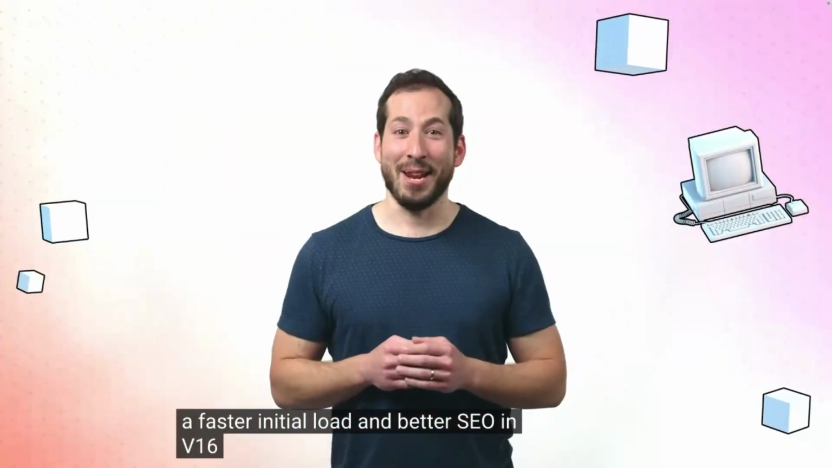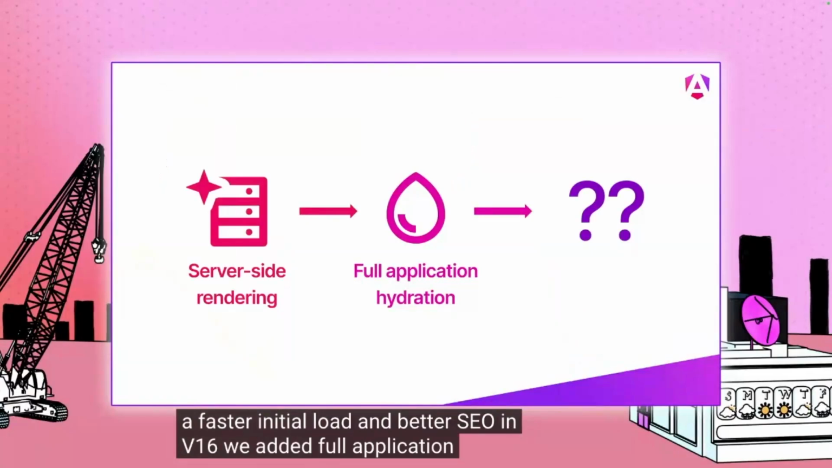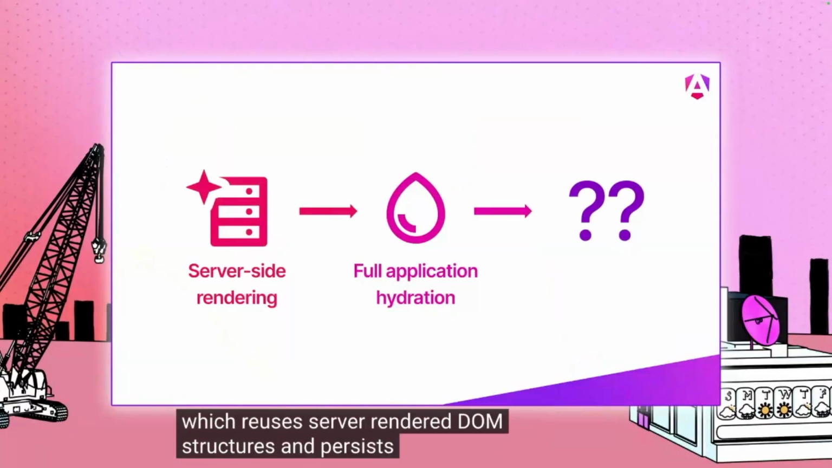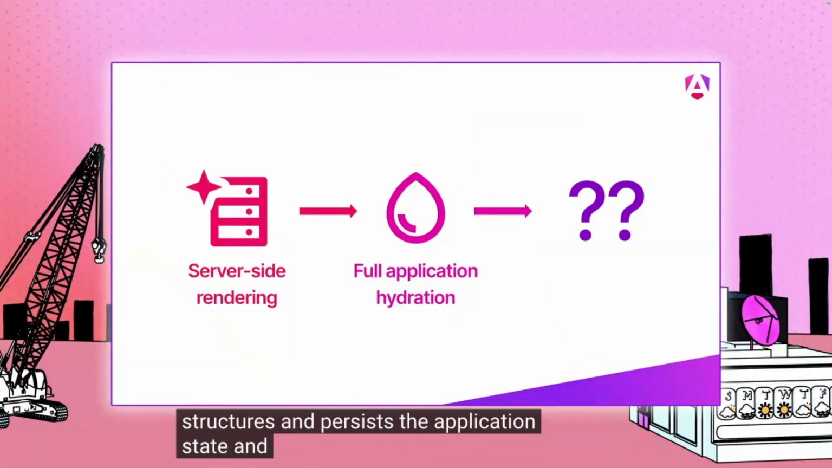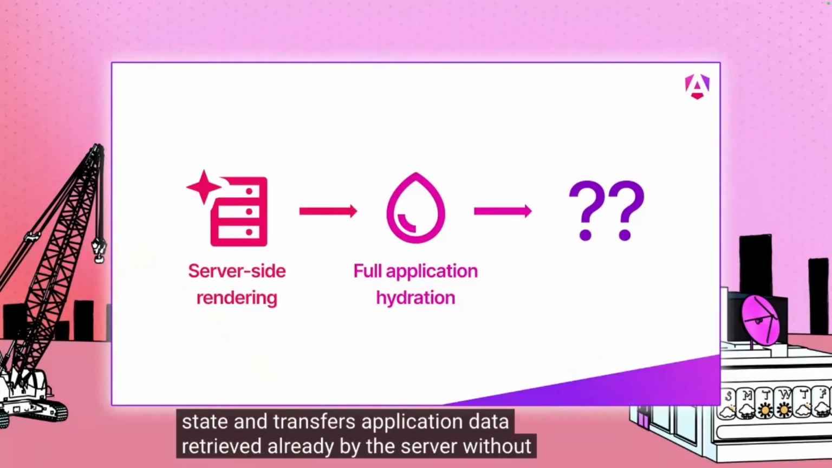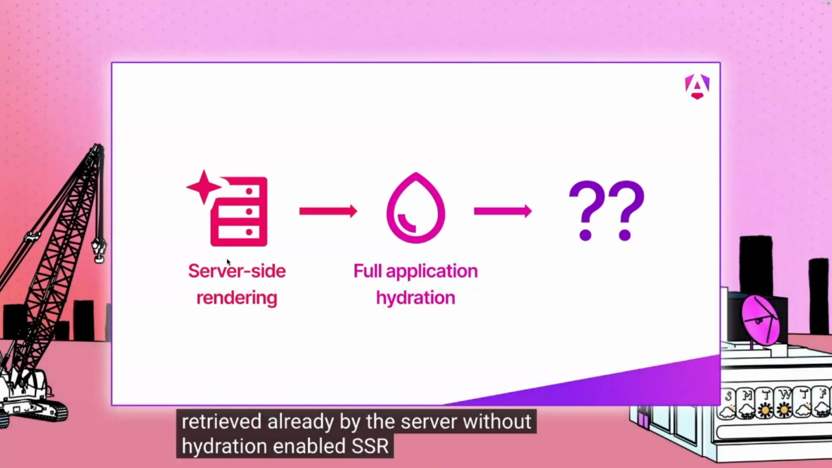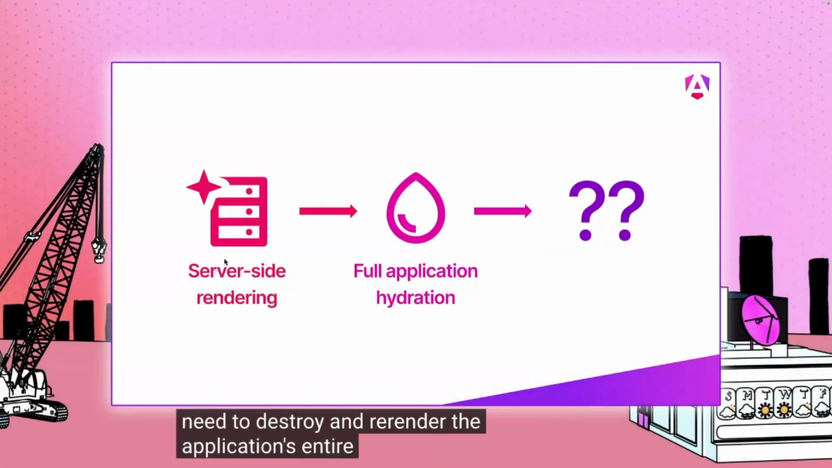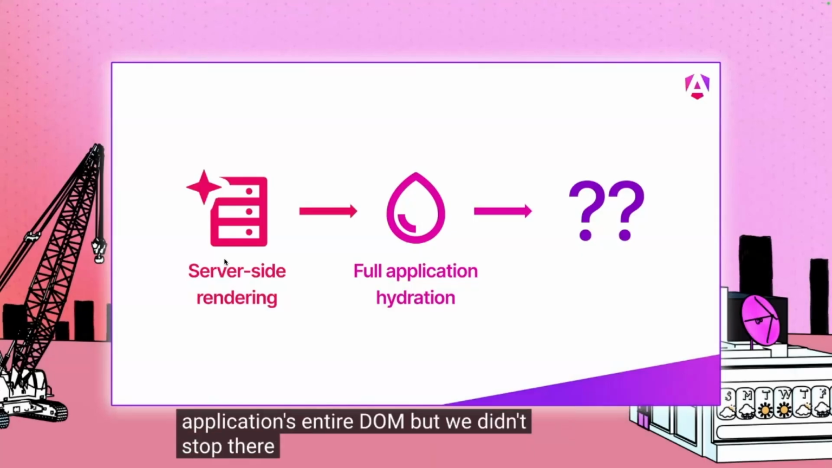In V16, we added full application hydration, which reuses server-rendered DOM structures, persists the application state, and transfers application data already retrieved by the server. Without hydration enabled, SSR applications would need to destroy and re-render the application's entire DOM. But we didn't stop there.